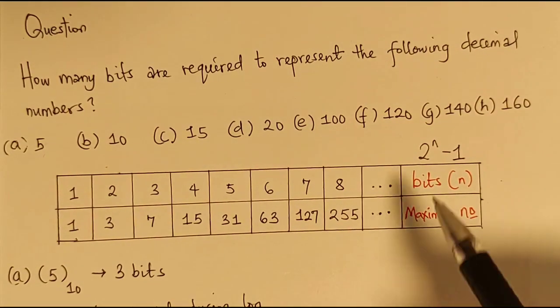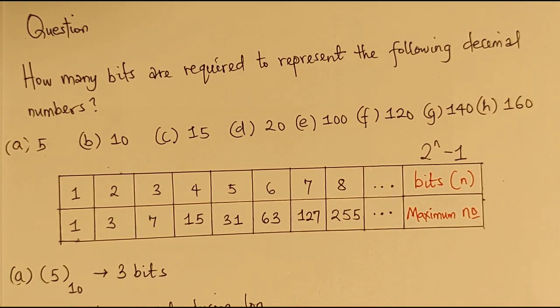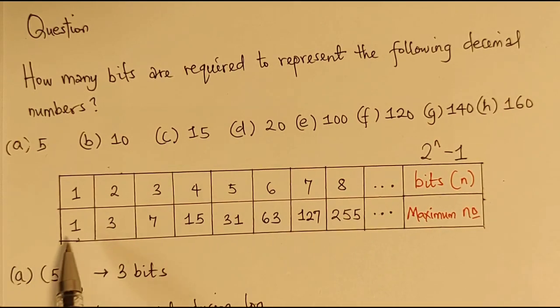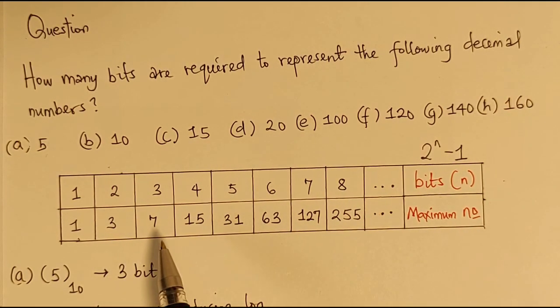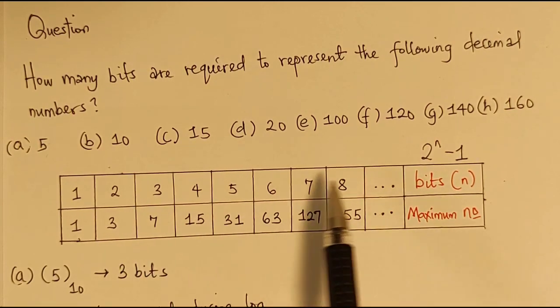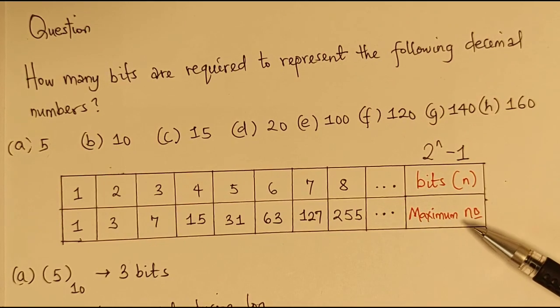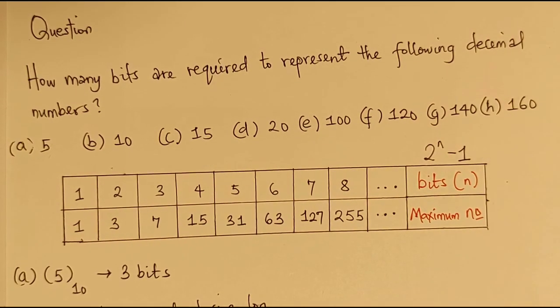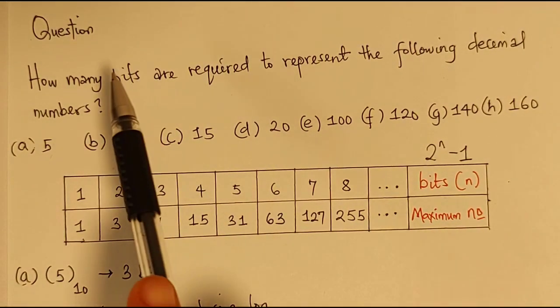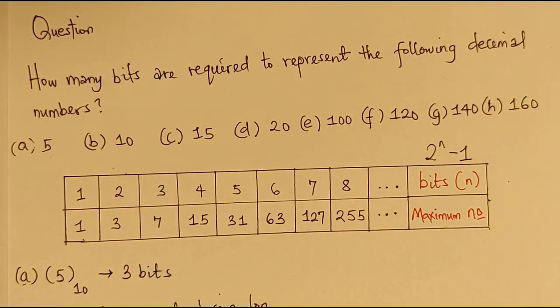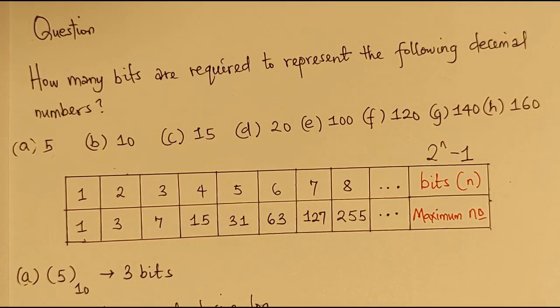Now, when our n is 1, logically, the maximum number is going to be 1. Check out, when n is 2, we're going to have the maximum number as 3. When n is 3, we're going to have the maximum number as 7, and so on. So if the bit is 8, we are going to have the maximum number to be 255. Recall, we are asked to find the number of bits that is required to represent certain decimal numbers.